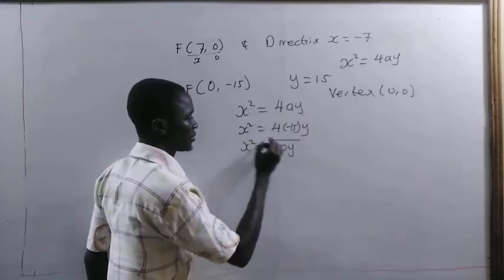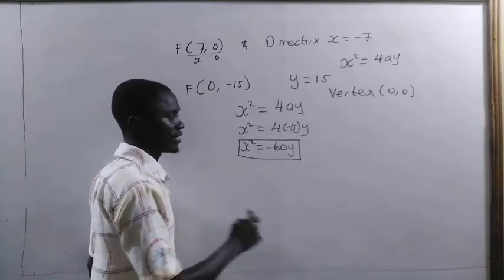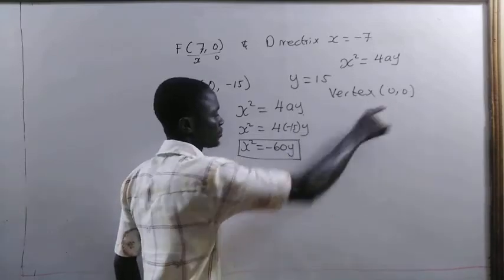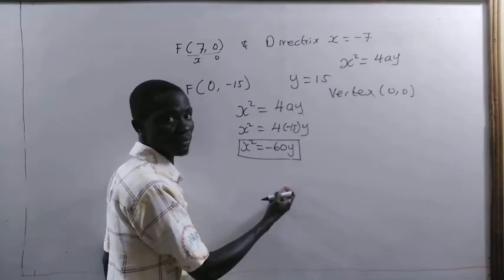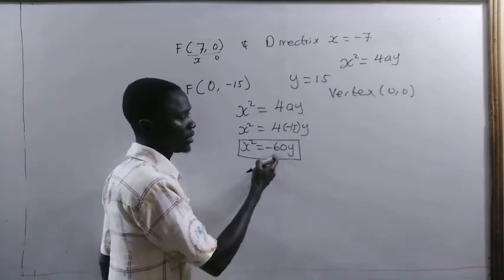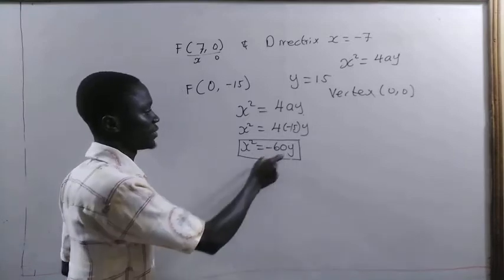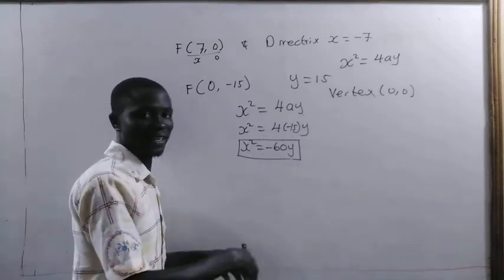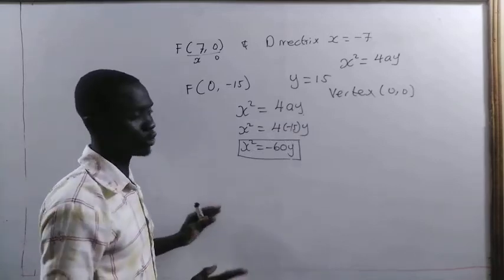But this answer that we have had here is a parabola with its vertex at the origin and the y-axis as its axis of symmetry, but this parabola will open downwards because of the negative sign. So the focus is on the negative y-axis. Very, very simple as that. So you should take note of that.